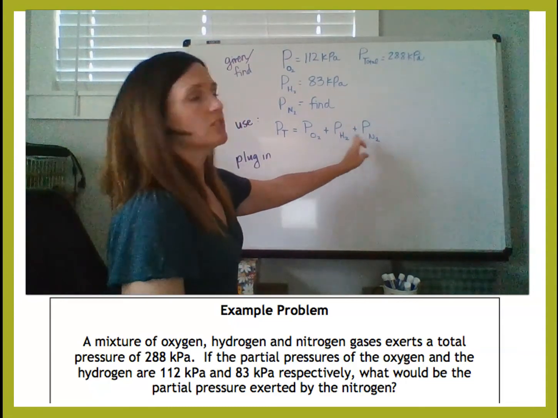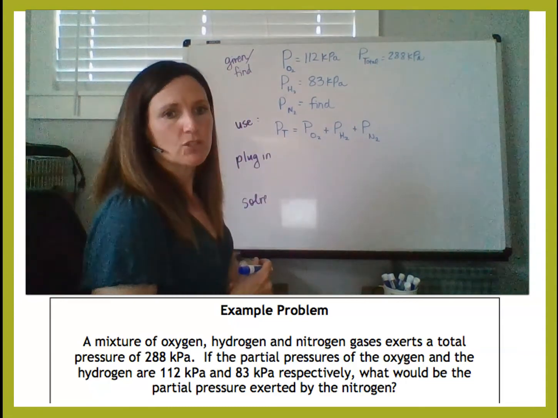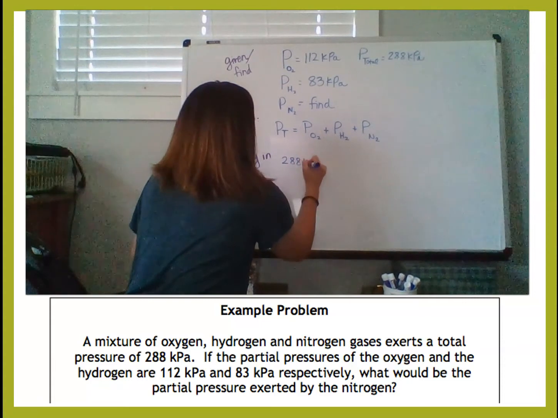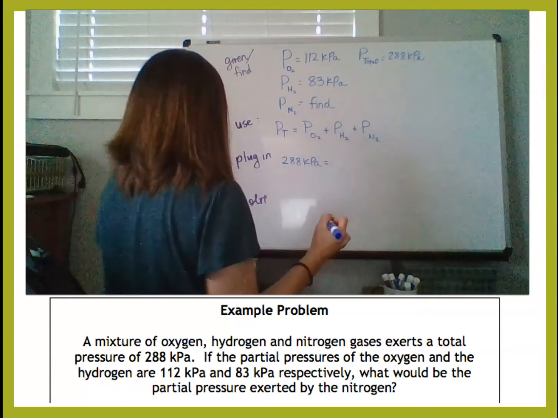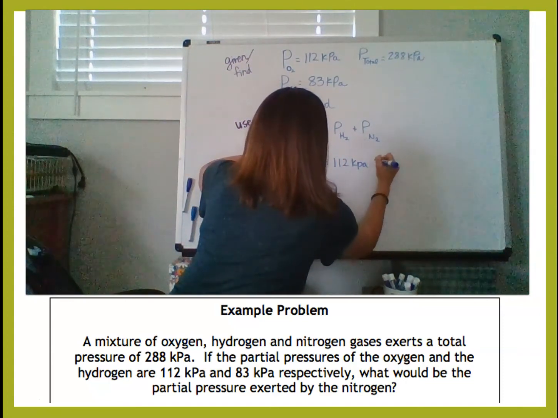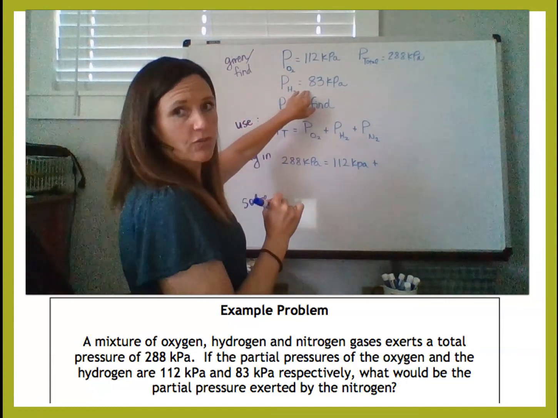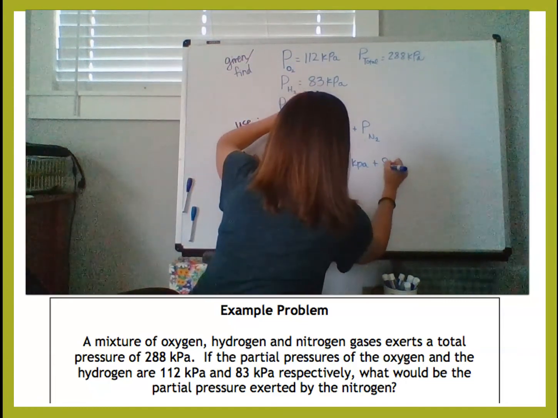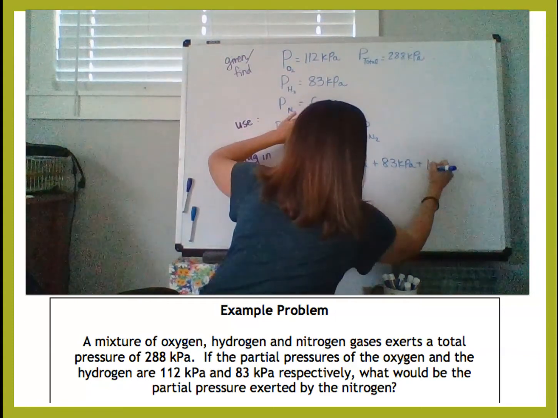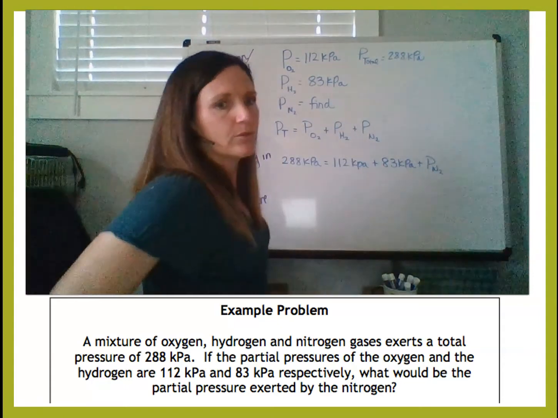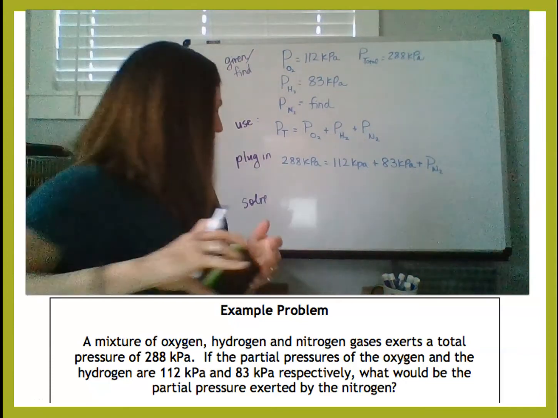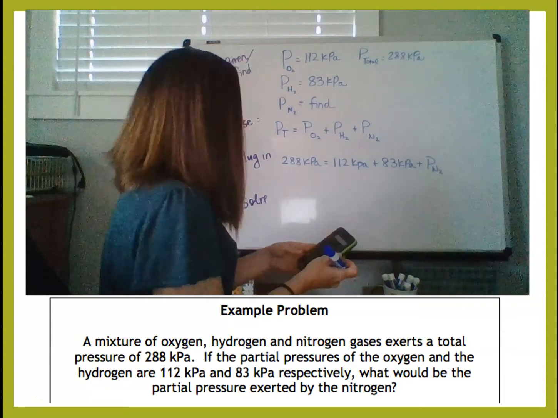Dalton's law says that each of these individual pressures adds up to give us a total pressure. So now we just plug in. P total, 288 kPa, is equal to pressure from oxygen, 112 kPa, plus pressure from hydrogen, which is 83 kPa, plus the pressure from nitrogen, PN2. Now we can go ahead and plug into our calculator.